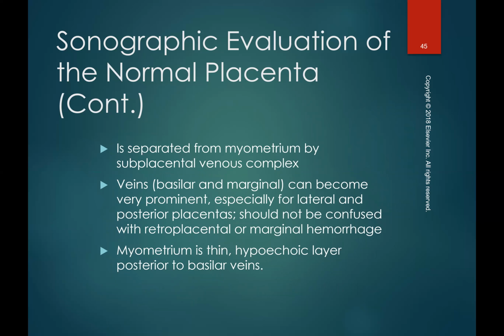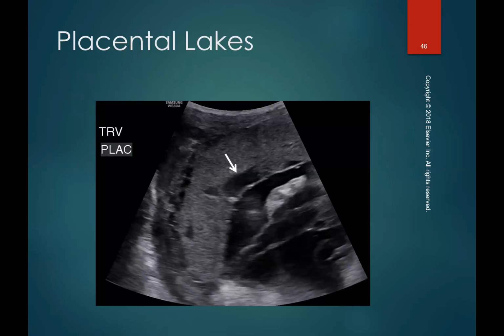The placenta is separated from the myometrium by a subplacental venous complex. The veins can become very prominent, especially for the lateral and posterior placenta. So you'll see a lot of vascular flow behind it. This is just a gathering of blood here, another placental lake. You can see now, this is a beautiful picture of the chorionic plate, and this is what we're talking about. It's fused with the amnion here, because the black is the amniotic cavity. So that's what we're talking about with the chorionic plate.